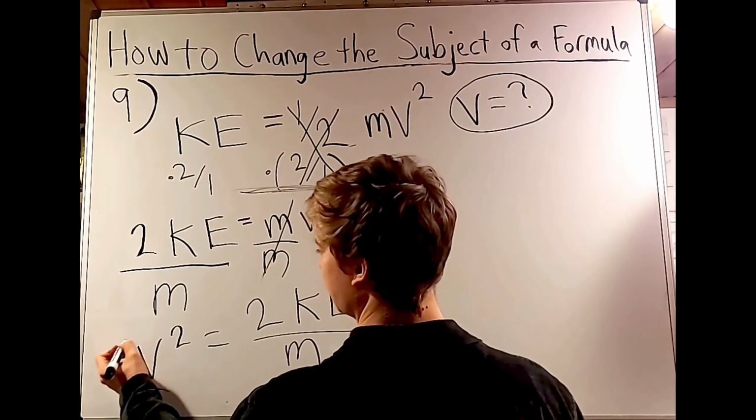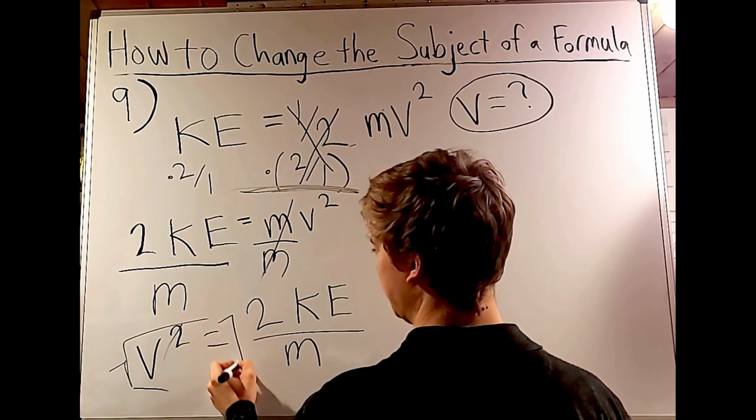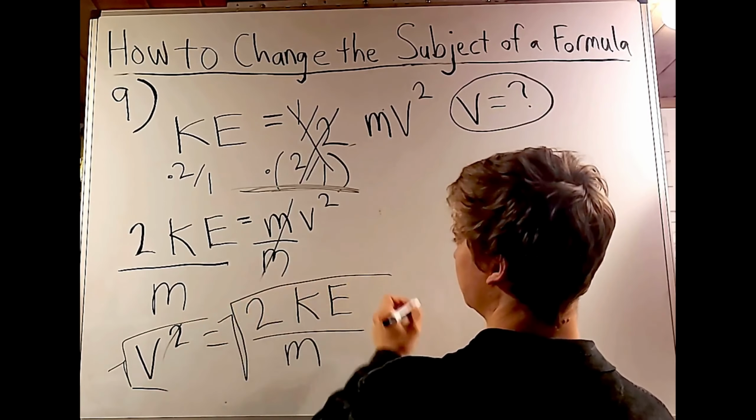Okay, so now we see that we're going to square root this. That's going to cancel out the square. And then we're also going to do the same to everything on the other side. Okay, and we're going to square root it.